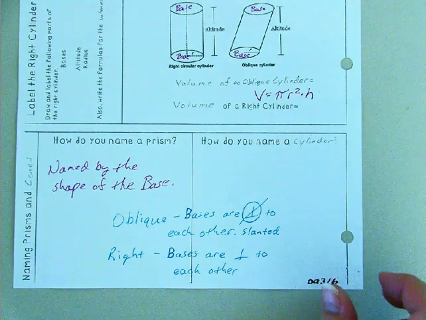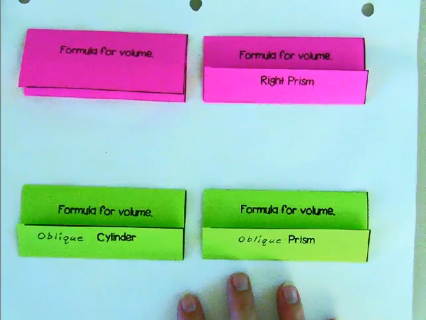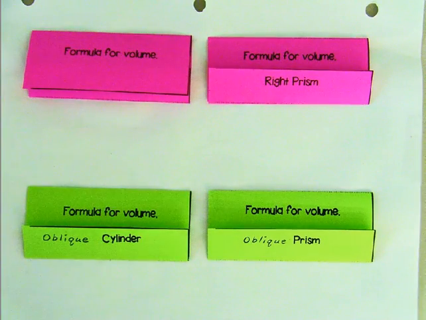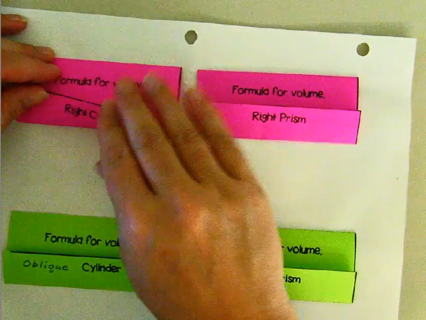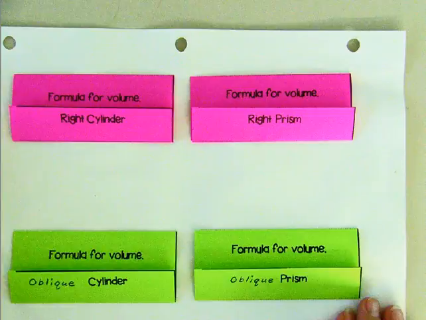So then the next piece that we have is these foldables. So you should have pinks and greens. Greens are our obliques, pinks are our rights. So we're going to go ahead and work on those. So we're going to start with our cylinders.